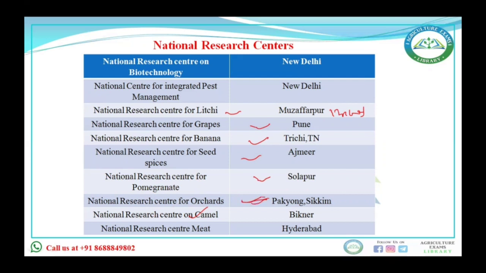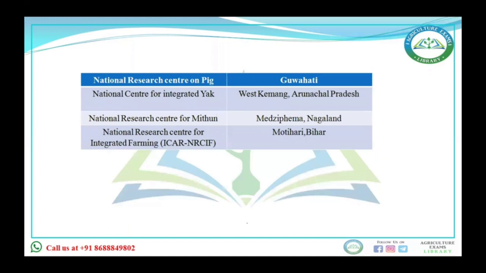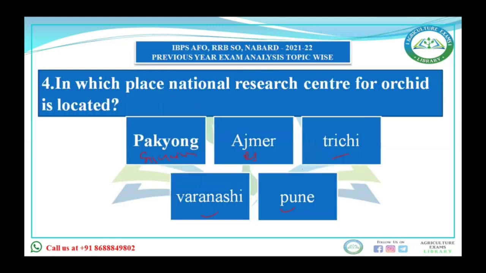And the question is asked regarding this only. National Research Center for Camel, it's in Bikaner, Rajasthan. National Research Center for Meat, Hyderabad. National Research Center for Yak, that is West Kameng, Arunachal Pradesh. National Research Center for Mithun, it is in Nagaland, and National Research Center for Integrated Farming, recently, this is in Motihari, Bihar. The question asked was, in which place is the National Research Center for Orchid located, that will be Pakyong, Sikkim.